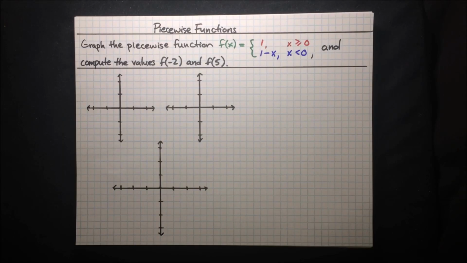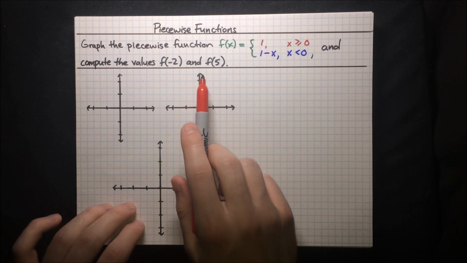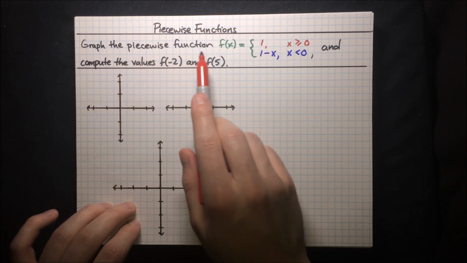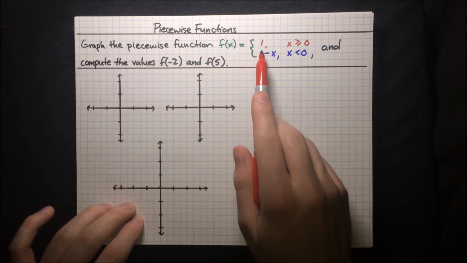In this video, we're going to talk about piecewise functions. Piecewise functions are just functions that are defined differently in different parts of their domains, as we'll see from this first example. So we want to graph this piecewise function f of x, which is comprised of two cases.